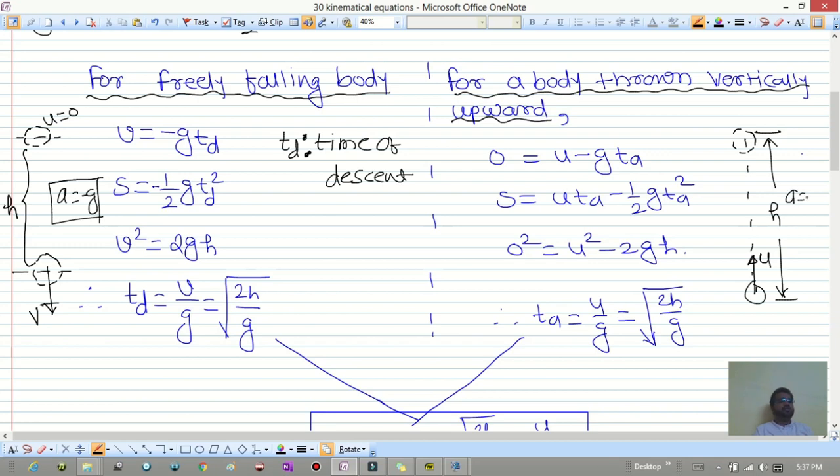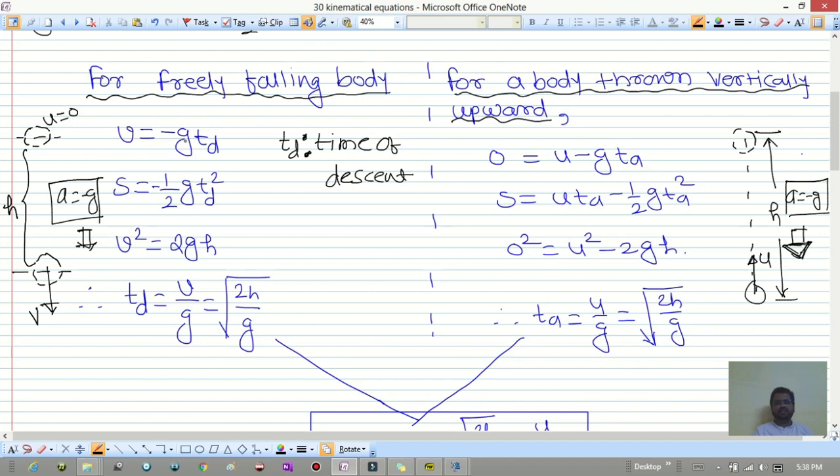Why? Because I consider downward direction as negative, and acceleration, whether you are going upward or downward, is always downward, and that is negative. So acceleration, whether you are going in the upward direction or in the downward direction, the acceleration direction will never change. Acceleration will always be in the downward direction.